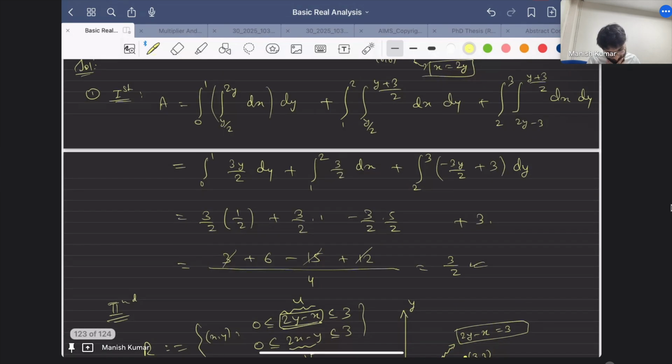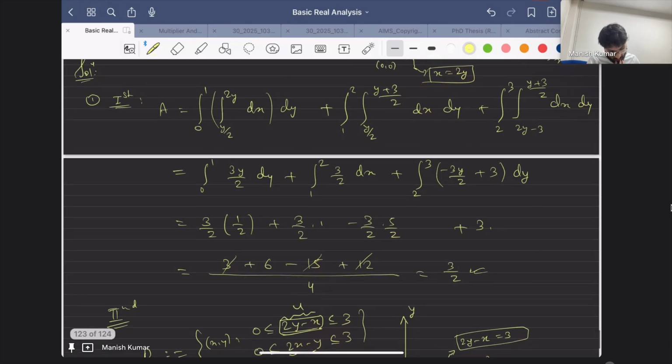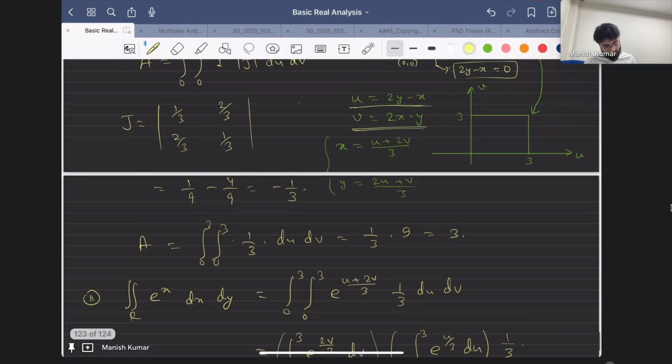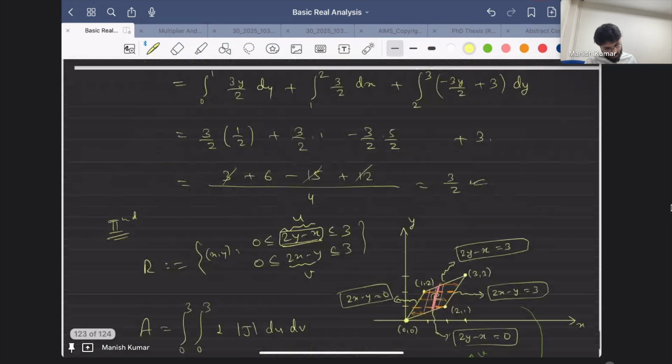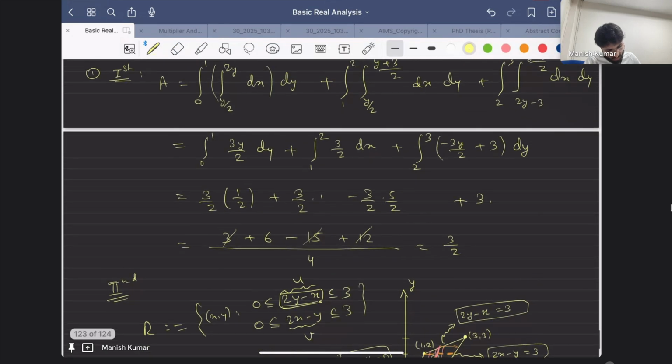I think there is some computation problem. Sir, you have calculated the last integral in a very small step here. This one? No, sir, no, I am saying where you got 3 by 2. The last integral, 2 to 3, minus 3y by 2 plus 3. So that would be minus 3 by 2 and then y square by 2, 2 to 3, 9 minus 4 by 2. It's okay, no?